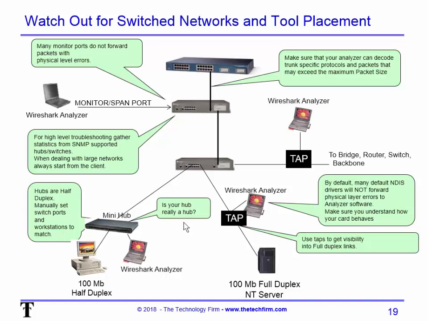It's a switch. Down here we also have another Wireshark analyzer, and this time we're watching a 100 meg full duplex connection. I've got an old NT server here as a diagram. Same thing. Make sure that if you do want to see physical level errors, that you can capture that with your laptop. And more importantly, we're going to talk about the differences between different types of taps.